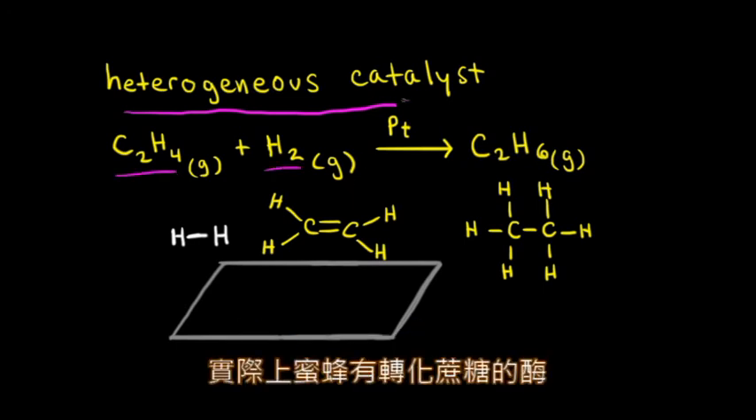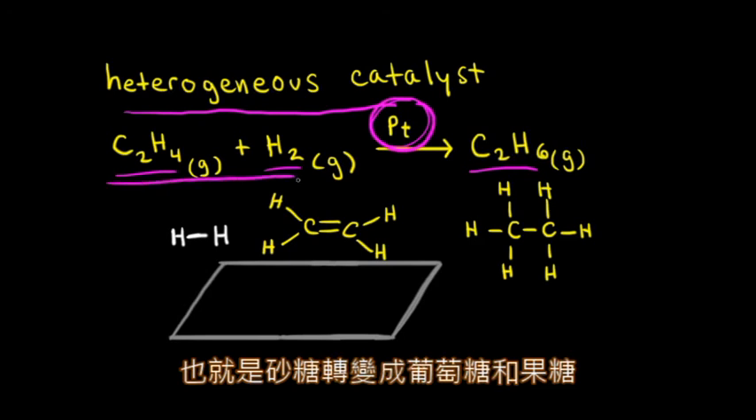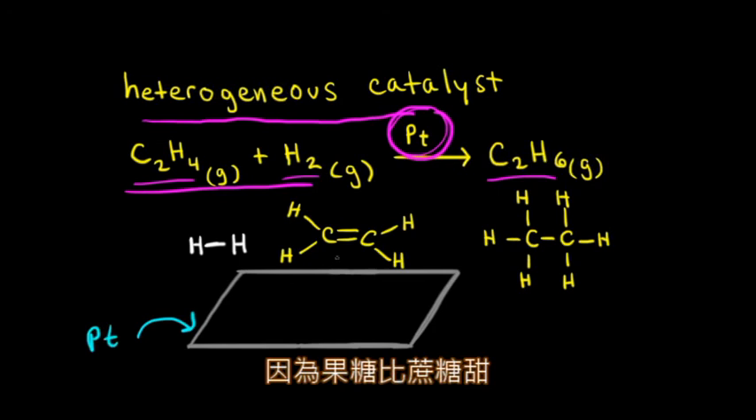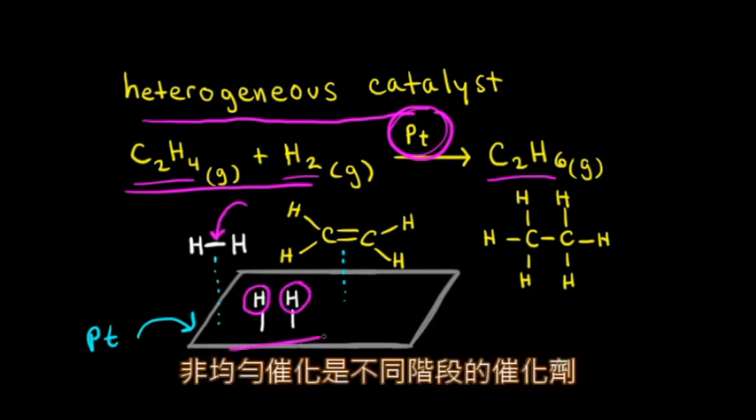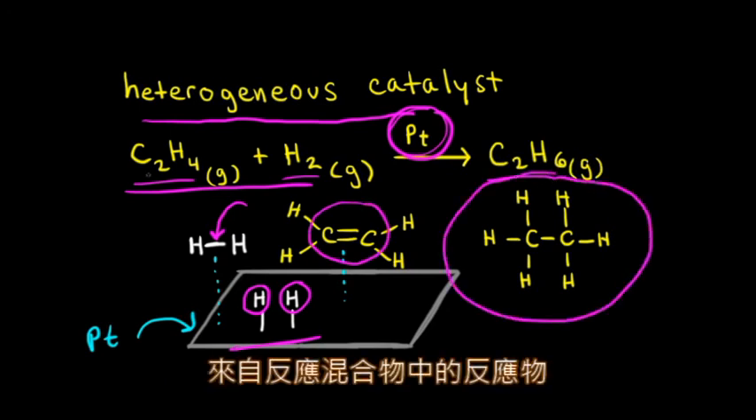Honeybees actually have the enzyme to convert sucrose, which is table sugar, into glucose and fructose. And since fructose is sweeter than sucrose, honey is sweeter than table sugar. A heterogeneous catalyst is a catalyst that's present in a different phase from the reactants in a reaction mixture.